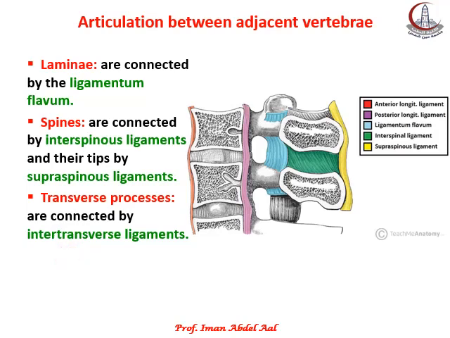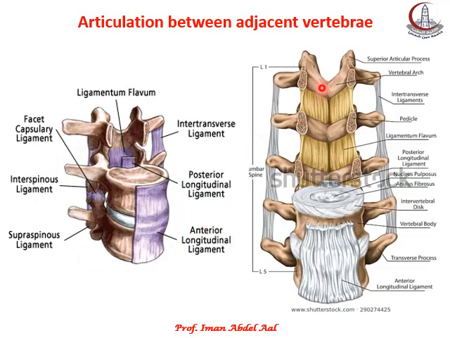intertransverse ligaments. Here, this is the lamina, this is the ligamentum flavum between the two laminae. Here, this is the transverse process, another transverse process, and this is the intertransverse ligament. This is the anterior longitudinal ligament, and this is the posterior longitudinal ligament. Here in this picture: anterior longitudinal ligament, intervertebral disc, posterior longitudinal ligament, the ligamentum flavum, and the intertransverse ligament.